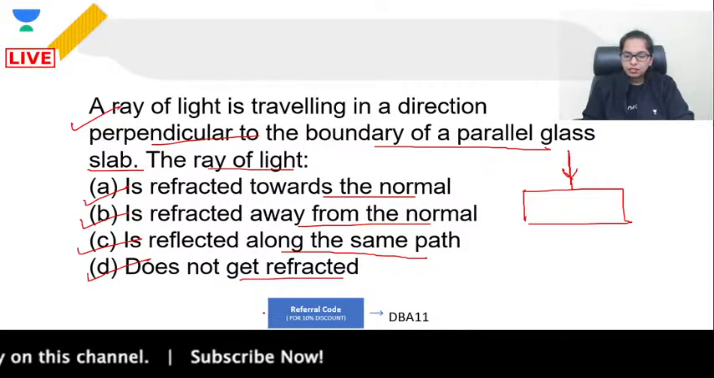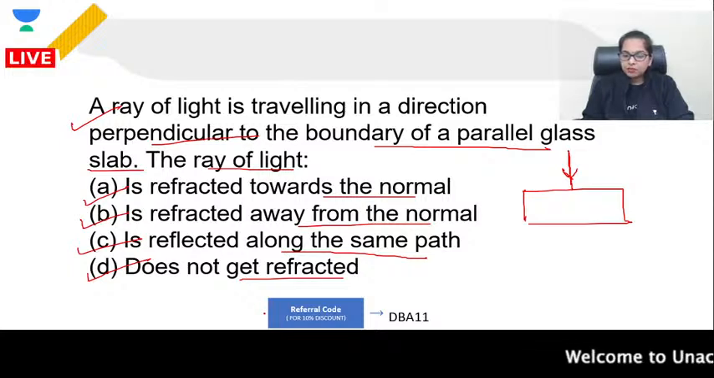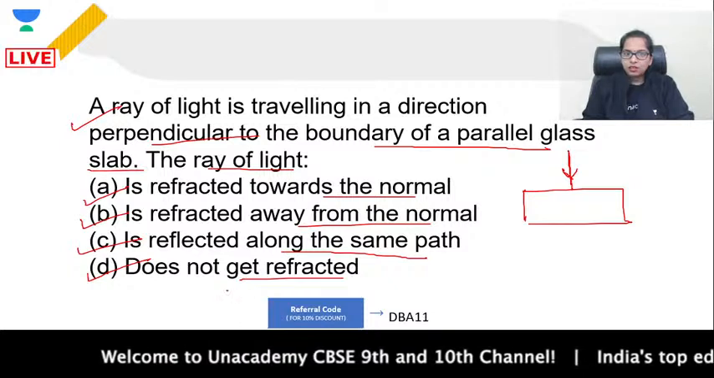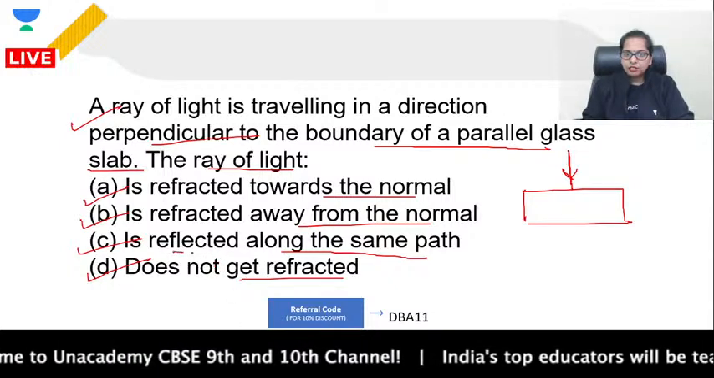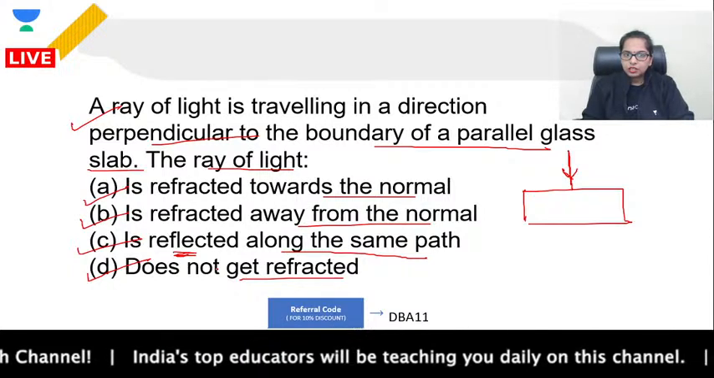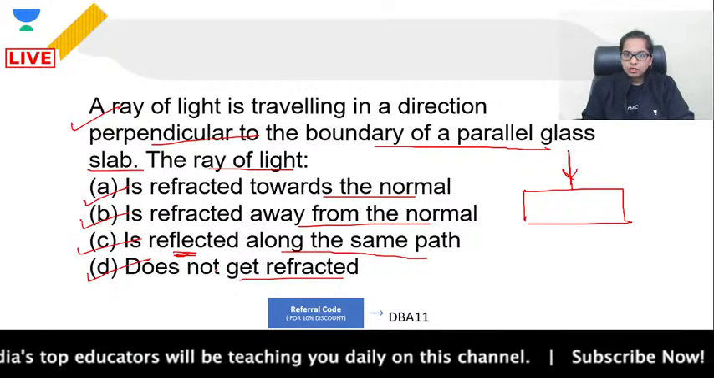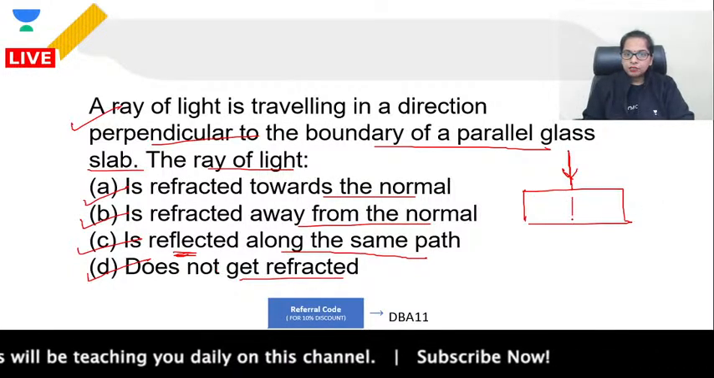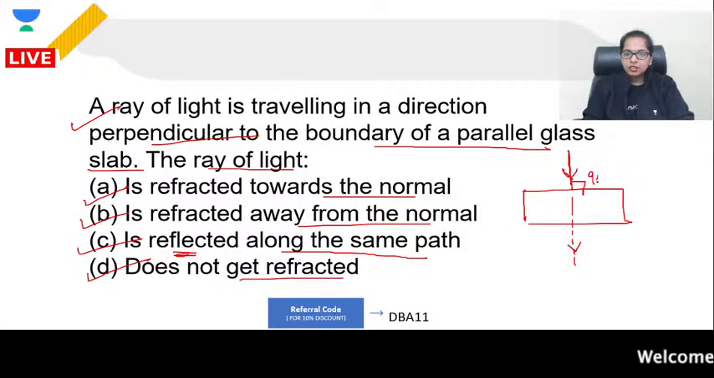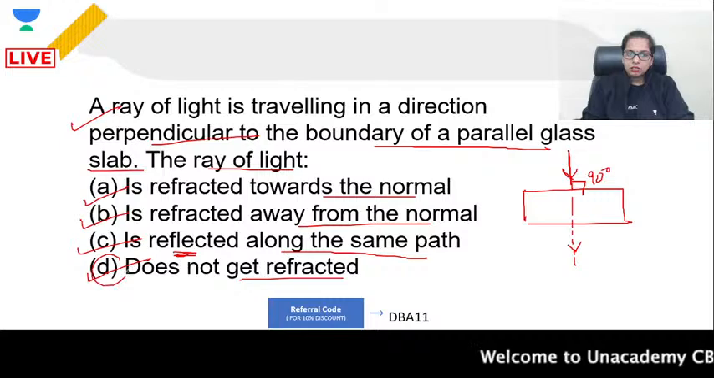Yeah, Rohanika, option C. Vaibhav saying option D. Lavanya, you are saying is refracted along the same path. It's not refracted, it is written as reflected. Lavanya, read the question carefully. It will not be refracted, it will be passing on like this only. At 90 degrees angle, it won't be refracted. So option D is right.